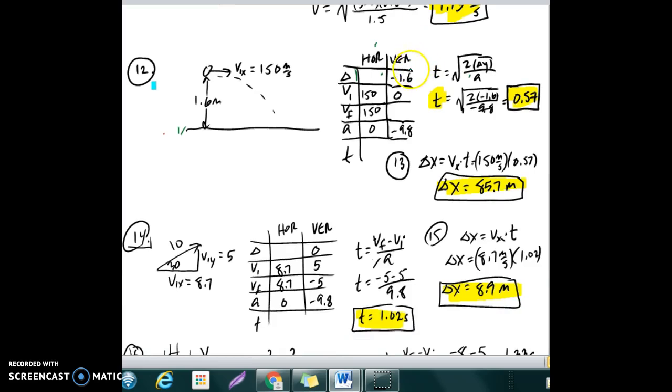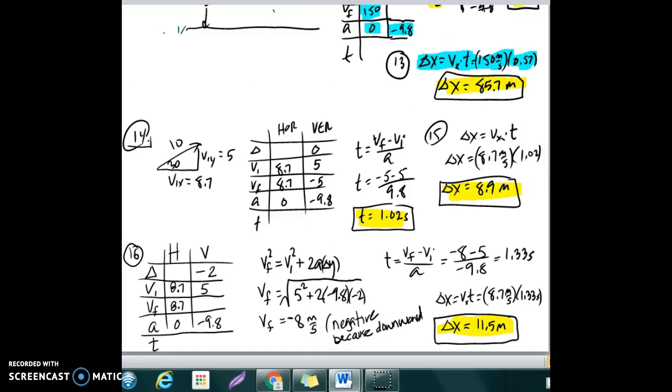Horizontal projectile problem. You should realize that for a horizontal projectile, we know the vertical initial velocity, we know the vertical acceleration, and we know that whatever the initial velocity is horizontally, it will maintain that velocity the whole time. And this is the height of the launch. Calculate time, 0.57 seconds, and then knowing how long it's in the air, just use the constant velocity times the time to get the change in position horizontally.